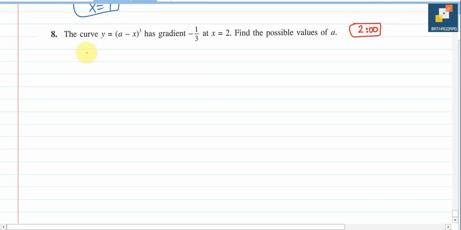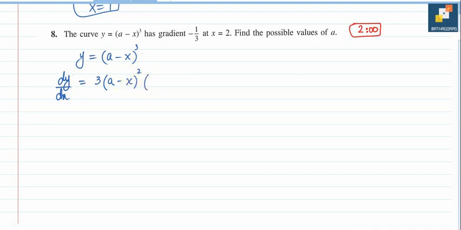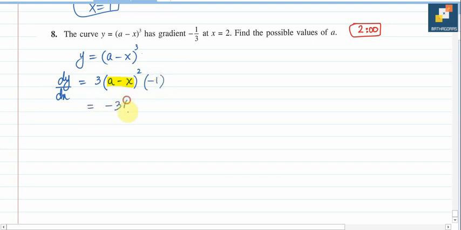Alright, we have the equation y equals a minus x power 3. First I'm going to start the differentiation. dy by dx is equal to, first we need to write down the power, then subtract 1 from the power, and then the derivative of the function which has power. The function which has power is a minus x. The derivative of a is 0 because it is a constant, but the derivative of minus x is minus 1. Now it will be minus 3 times a minus x whole square equals dy by dx. That is for the differentiation.